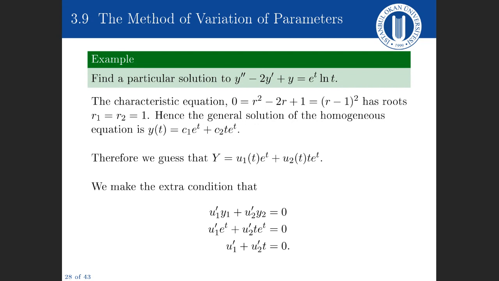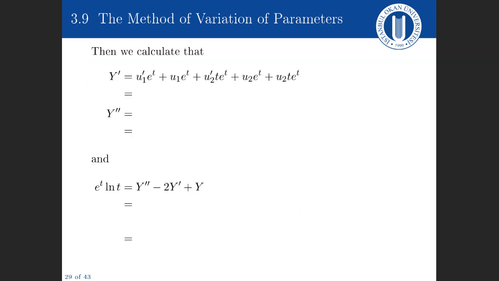We need an extra condition. As I've said before, the extra condition is always U1 prime Y1 plus U2 prime Y2 is equal to 0. For us, Y1 is e to the power of t and Y2 is t e to the power of t. So we can cancel the e to the power of t's. For this example, the extra condition is that U1 prime plus U2 prime t is equal to 0. Now, I've written the whole method here. We're going to differentiate two times, remembering that we have our extra condition. We're going to put them into our differential equation, and then we're going to find our second equation for U1 prime and U2 prime.